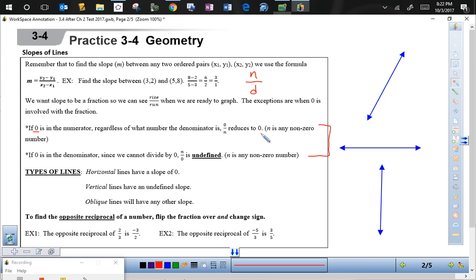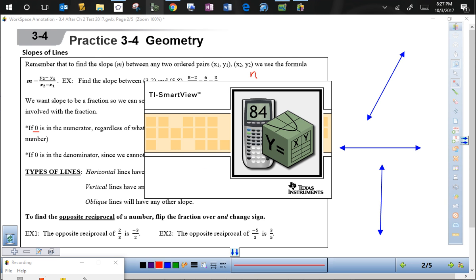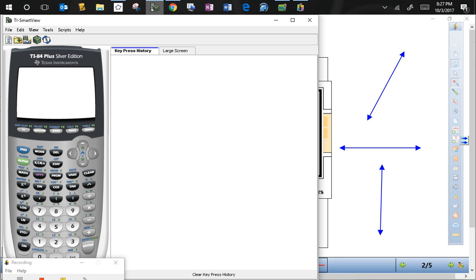Here's what I want you to do to prove this to yourself. Go type in 0 divided by some number, like 0 divided by 5 in your calculator. If I pick on this, we are saying here, no matter what, it better reduce to 0. So let's see what happens.